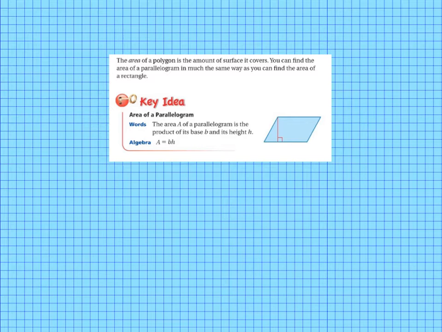In words, we say the area of a parallelogram is the product of its base and its height. In algebra, it looks like capital A equals lowercase b times h. So area equals base times height. Be sure you get this into your notebook accurately.